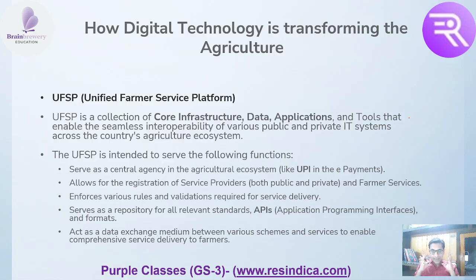So it is like a central agency which links UPI, e-payments, farmer services portals, application programming portals, and everything will be connected together, and then the farmer will be able to get all the information at a single place. So there are tools that enable seamless interoperability of various public and private IT systems across the agriculture system. So UFSP is serving the program of linking the various agencies related to the agriculture ecosystem, and registration of service providers.